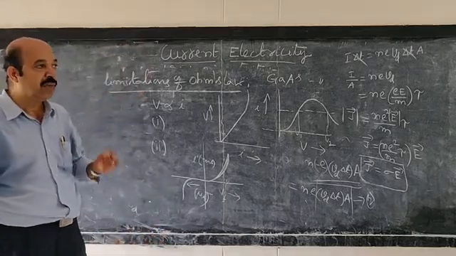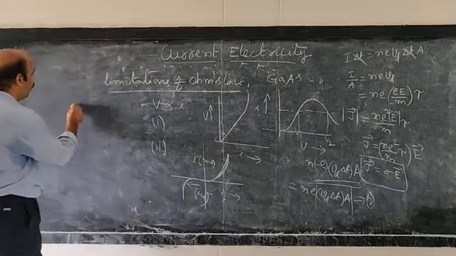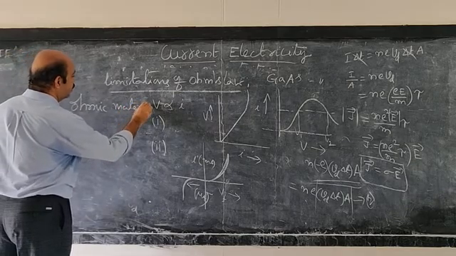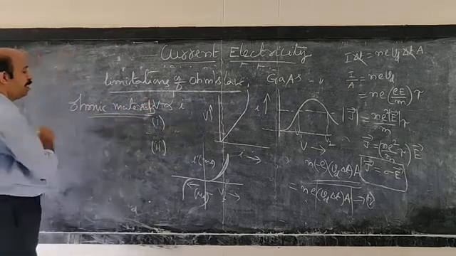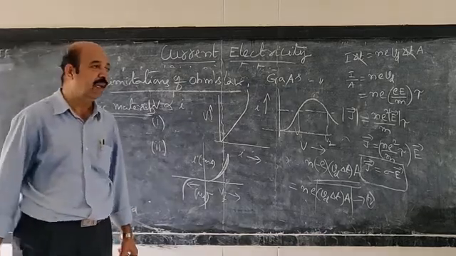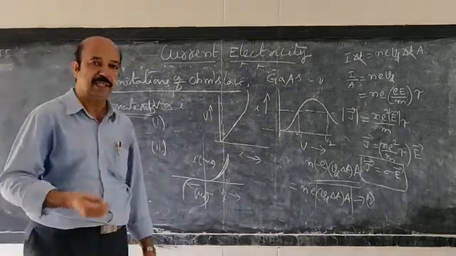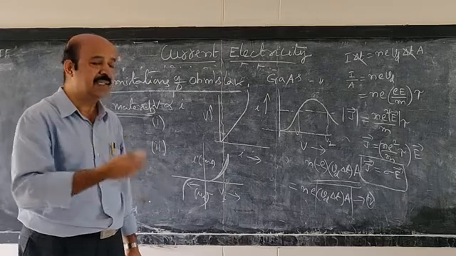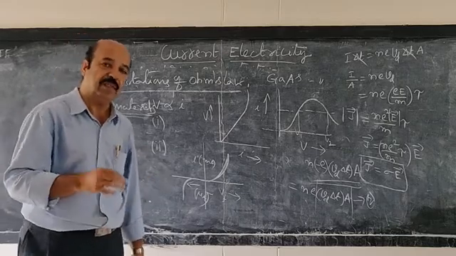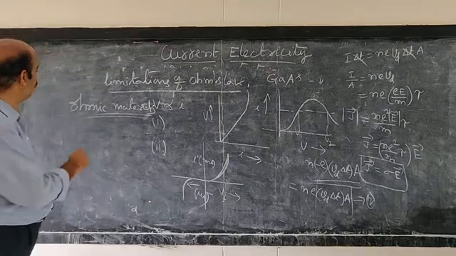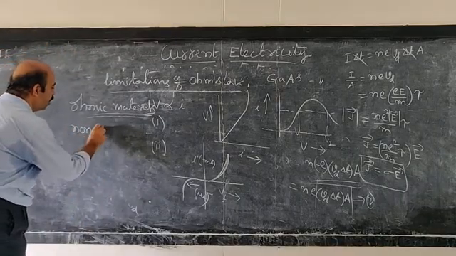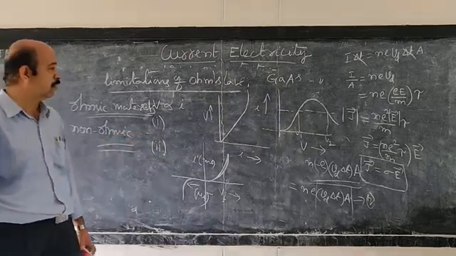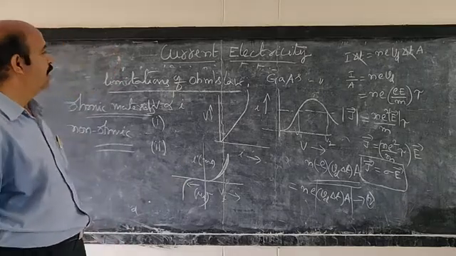But those materials which obey Ohm's law are known as ohmic materials. All metals can be treated as ohmic materials. And some materials such as semiconductors, that is diodes and transistors made of semiconductor materials, and vacuum tubes, are examples of non-ohmic materials. They are called non-ohmic materials. So these are the limitations of Ohm's law.